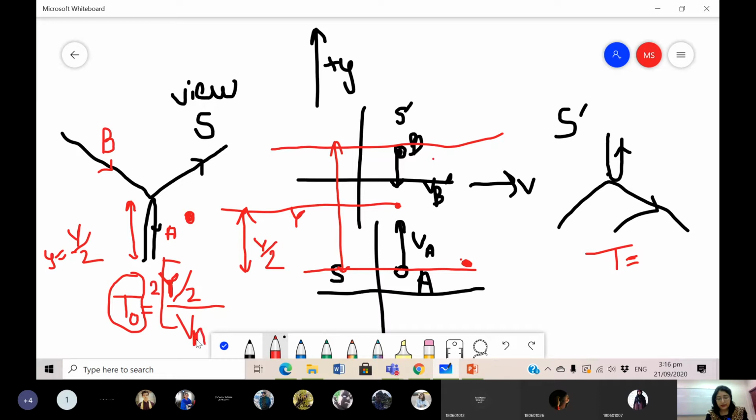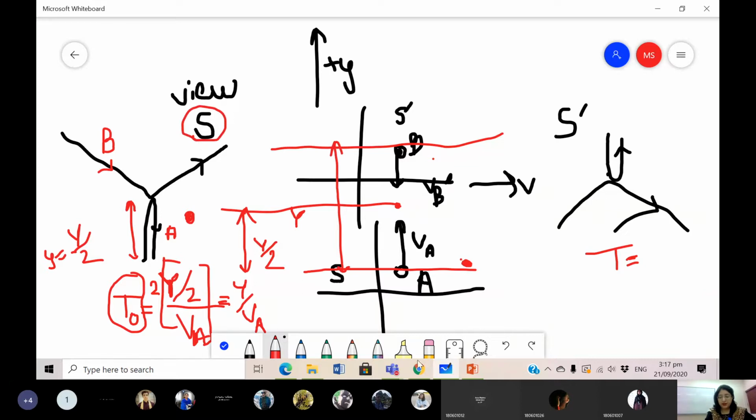Yes? So this equation should make sense. So basically the 2s cancel, and we will get y divided by the velocity of A. Does this make sense? This is as seen from frame S.